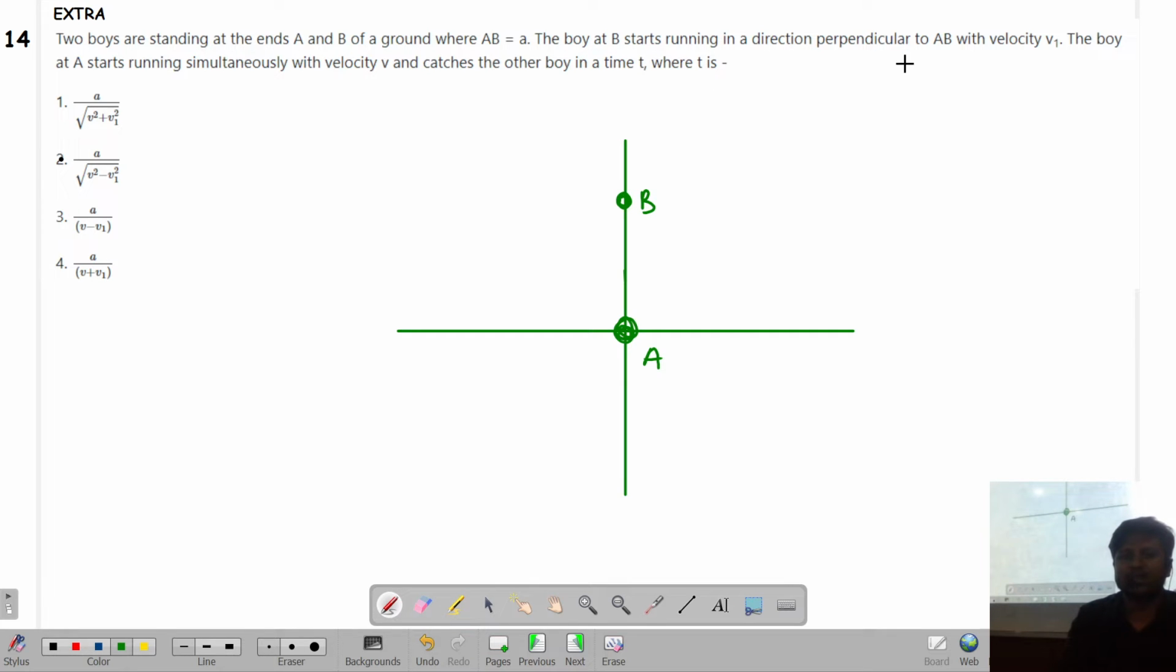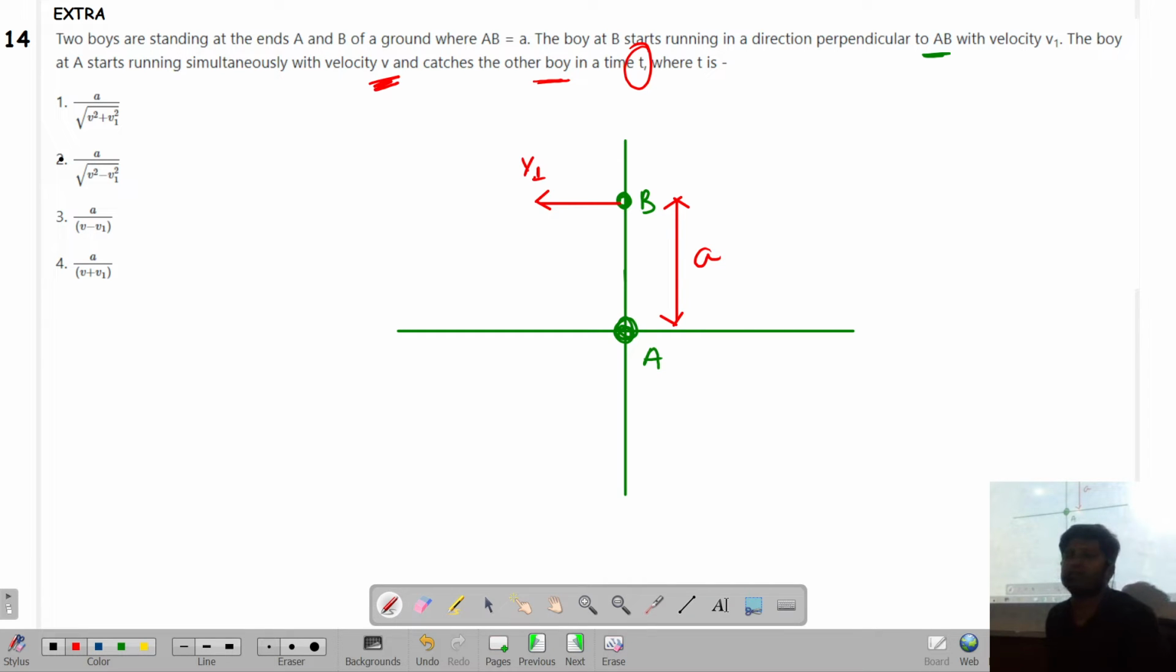B starts running in the direction perpendicular to AB with velocity v1. So where is B running? B is running along a direction which is perpendicular to AB. What is the length of this AB? A. Now the velocity of B is how much? v1. The question is, the boy A starts running simultaneously with velocity v and catches the other boy in how much time? T. What it is asking? Find the time t. Got it or not?